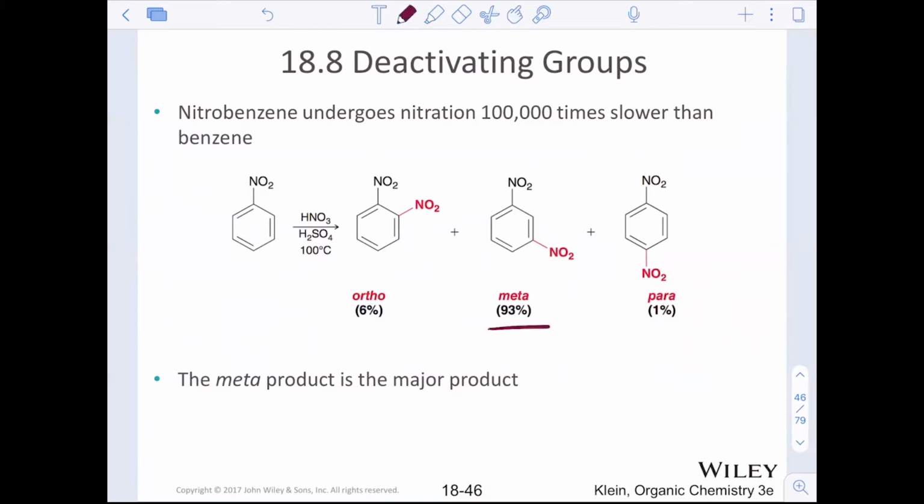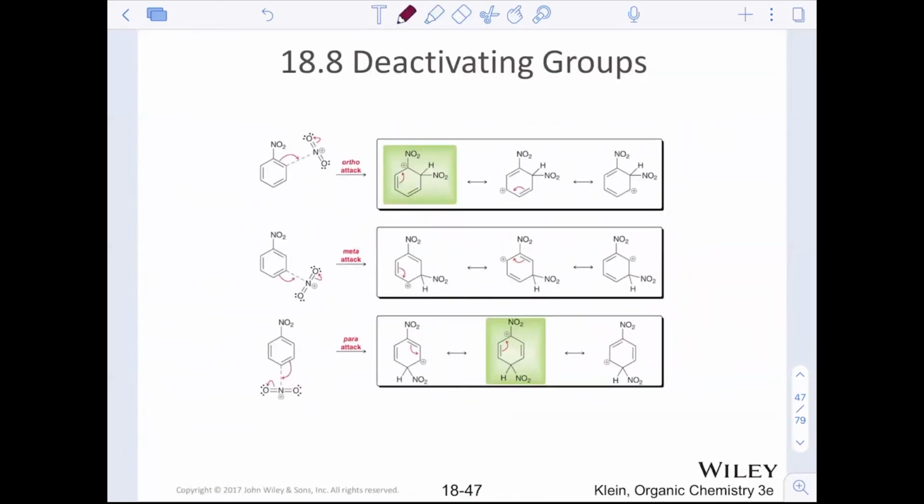But when it does react, meta, 93% of the time. Ortho and para, not so much. Why? Let's look at the sigma complexes. For the same reasons as before, the carbocation gets put on the adjacent atom to the group, the electron withdrawing group now. So that electron withdrawing group getting that positive charge adjacent to it is so destabilizing that we do not see ortho or para.